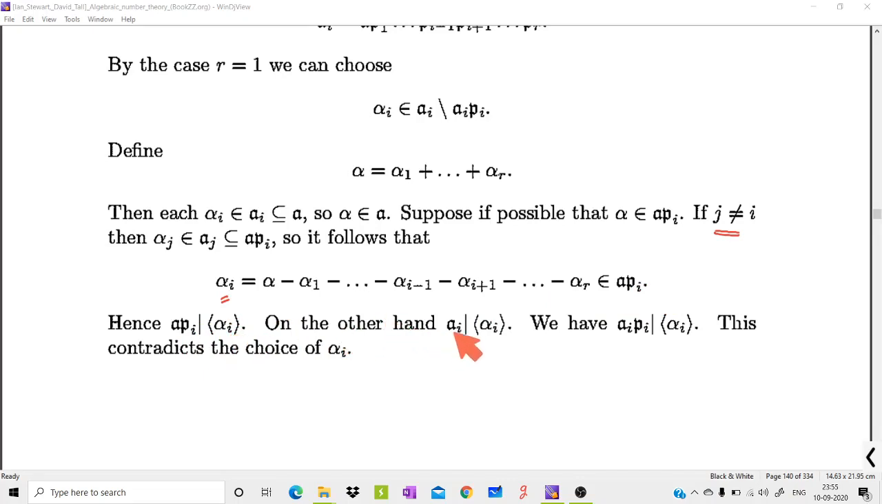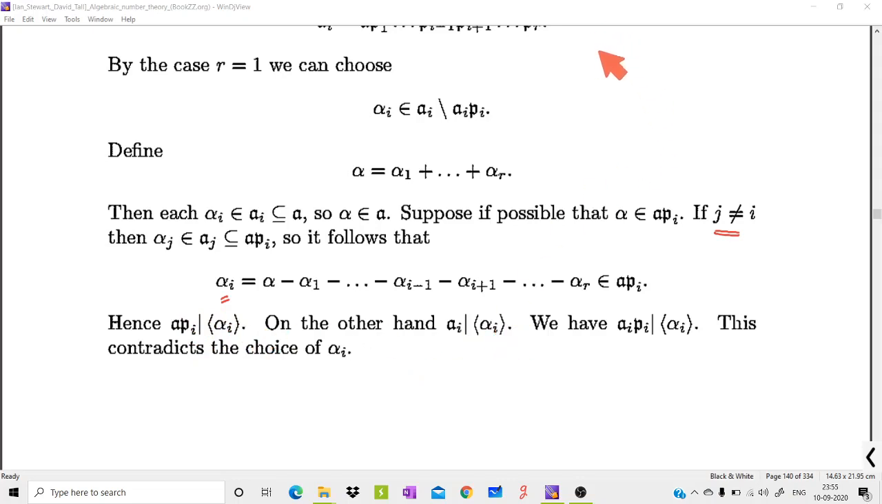On the other hand, we can say that A_i divides alpha_i. This is because of the selection of this alpha_i. Alpha is a member of A_i minus A_i P_i. So alpha is always a member of A_i. So A_i divides the ideal generated by alpha_i. So we have A P_i divides alpha_i and A_i divides alpha_i.